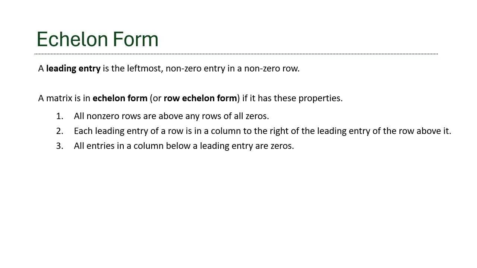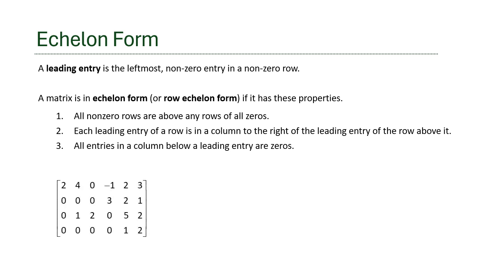The first definition here is simple enough. A leading entry is just the leftmost non-zero value in a non-zero row, a non-zero row being one that isn't all zeros. Now, the definition of echelon form is more complicated, but I think it'll be clearer if we look at some examples.